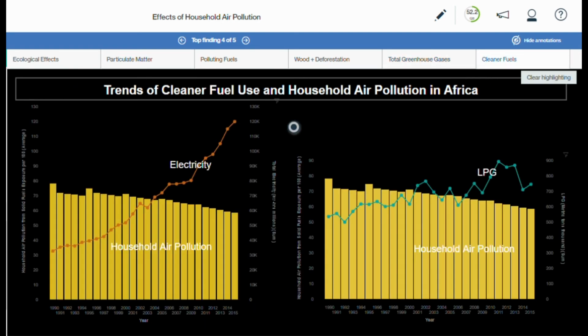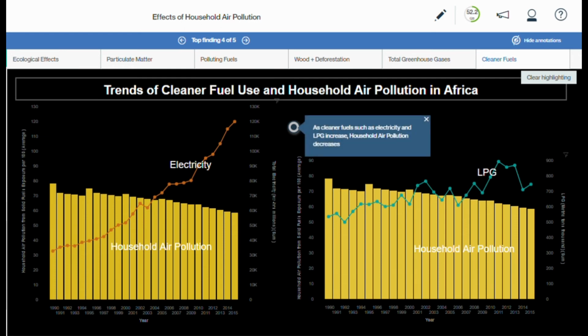Trends of cleaner fuel use and household air pollution. Some fuels burn cleaner. Electricity is increasing in Africa on the left while decreasing HAP. The LPG gas trend on the right is less stable, but has an overall positive effect on reducing HAP. The trends support a need for cleaner fuels.